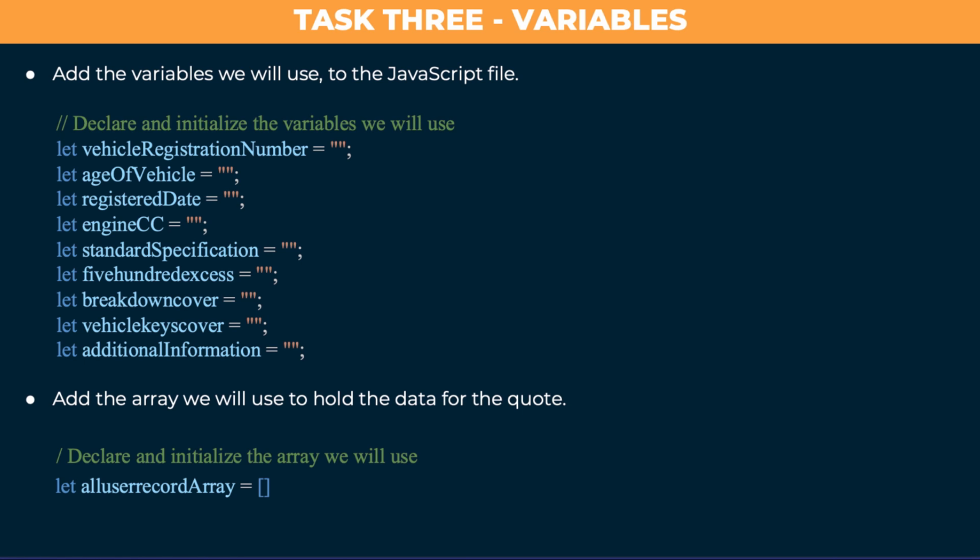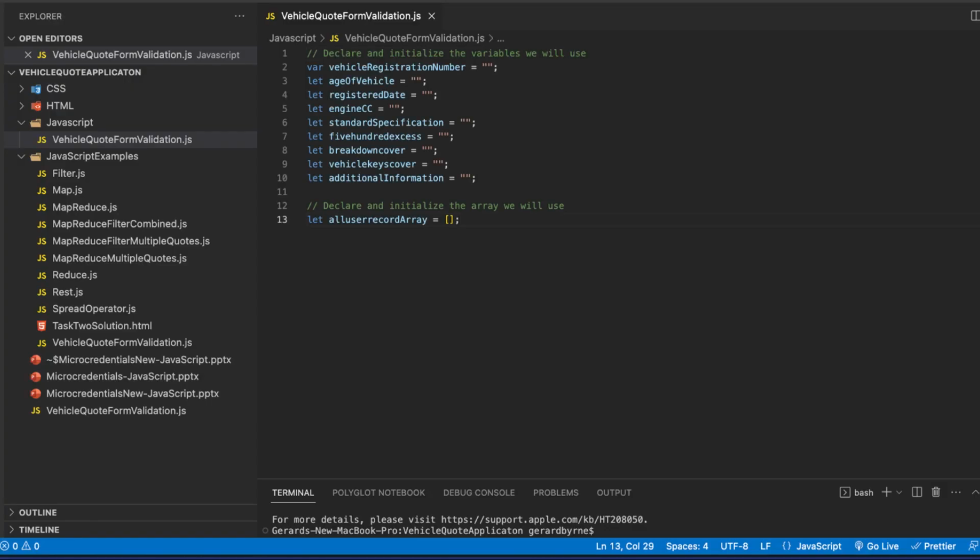And then after we've declared the variables, we will add an array. So to add an array, we do it in a similar way. We go let, give it a name, all user record array, and we put the equal sign to assign it a value, and we put a left open bracket and a right open bracket and nothing in between, which means that the array is empty. So we want to add those things to our JavaScript code. So we will just add those to the JavaScript code.